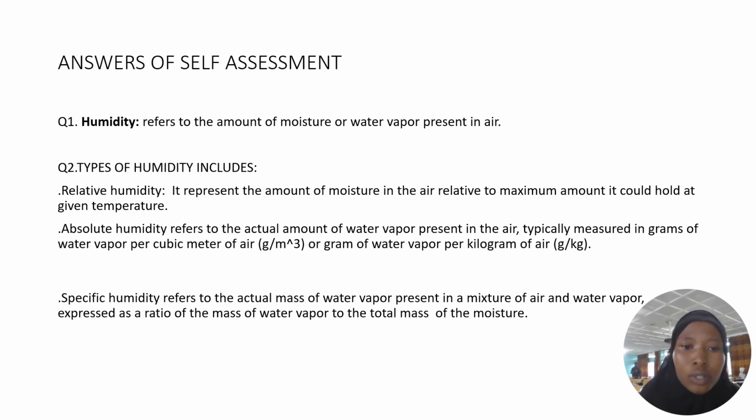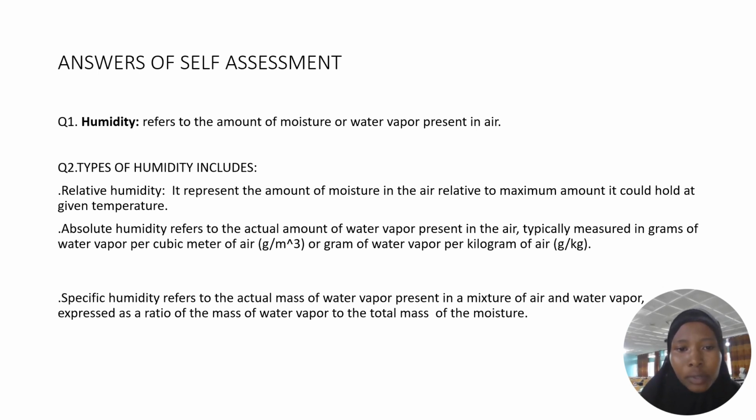Question number 2 asks about the types of humidity. We have three types of humidity, which include relative humidity, absolute humidity, and specific humidity. Let's start with relative humidity. This type of humidity represents the amount of moisture in the air relative to the maximum amount it could hold at a given temperature.